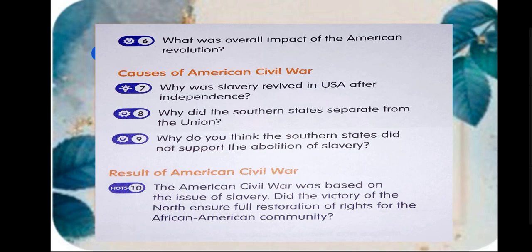Come to question number 9. Why do you think the southern states did not support the abolition of slavery? So, as you know, southern states focused on agriculture and were dependent on plantations, such as tobacco and cotton. These plantations needed a lot of human labor, which was provided by slaves only. That is why southern states believed that abolition of slavery would harm the plantation economy. Got it?